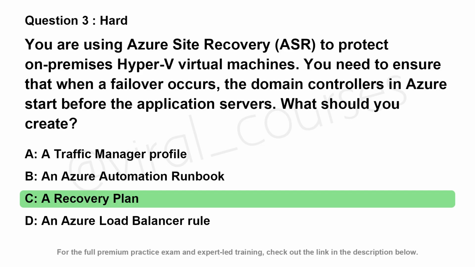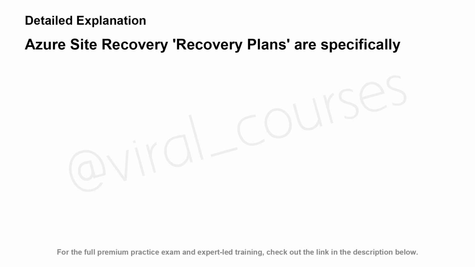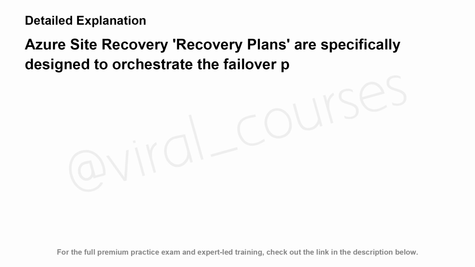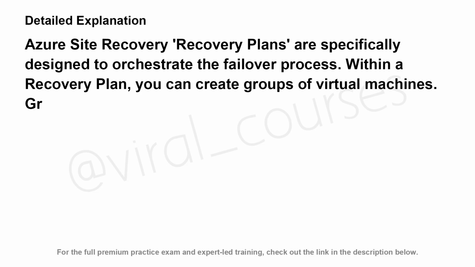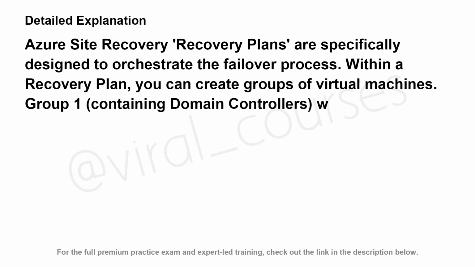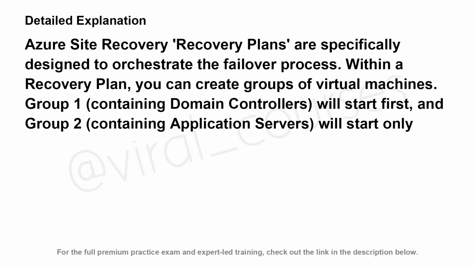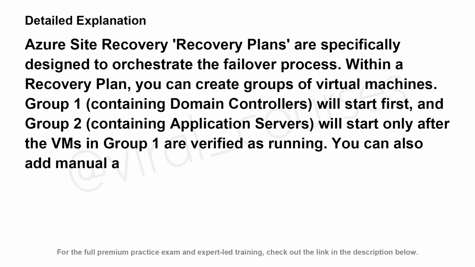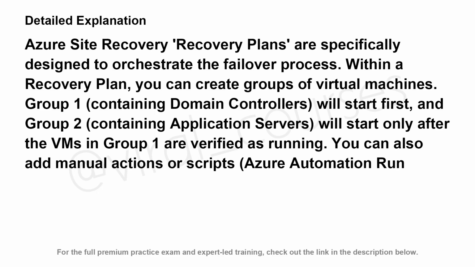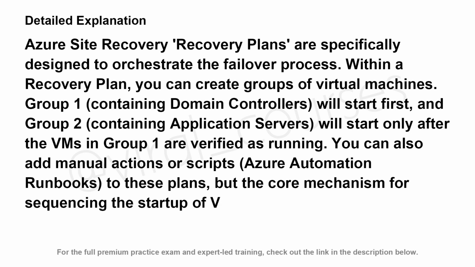The correct answer is C. Azure Site Recovery plans are specifically designed to orchestrate the failover process. Within a recovery plan, you can create groups of virtual machines. Group 1, containing domain controllers, will start first, and Group 2, containing application servers, will start only after the VMs in Group 1 are verified as running. You can also add manual actions or scripts, Azure Automation runbooks, to these plans. But the core mechanism for sequencing the startup of VMs is the recovery plan itself.